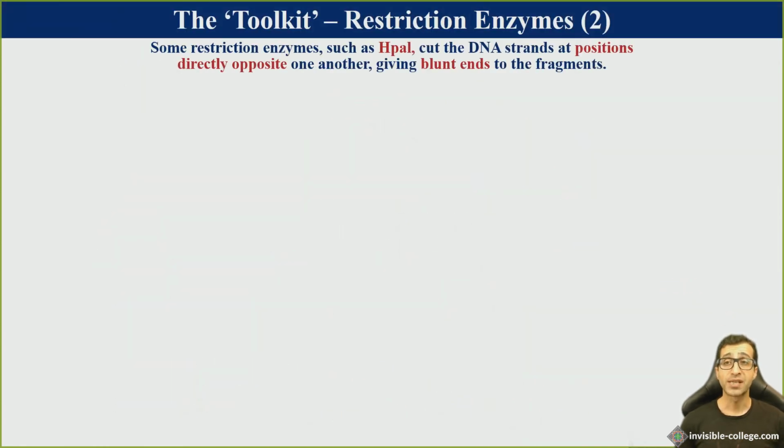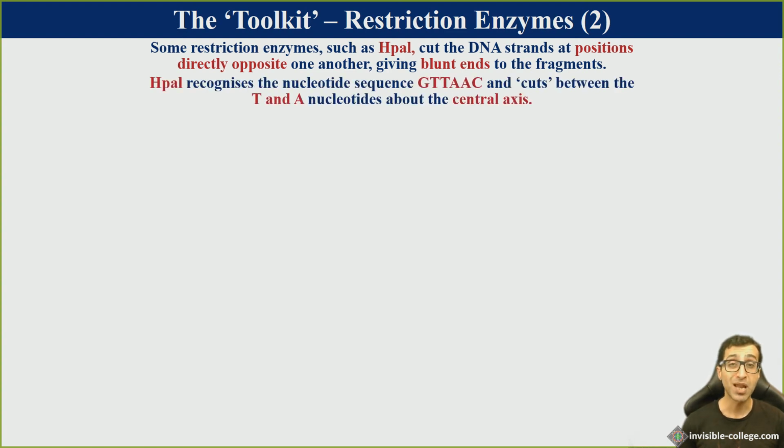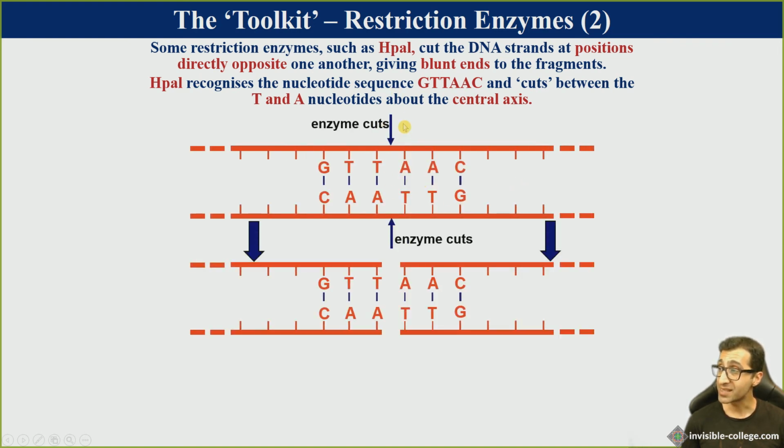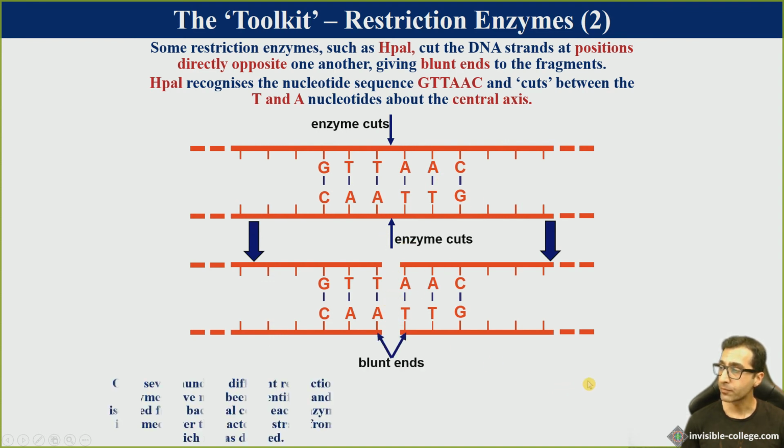Now, some restriction enzymes, such as HpaI, cut the DNA strands at positions directly opposite to one another, and these, in contrast to sticky ends, will give so-called blunt ends. So HpaI recognizes the nucleotide sequence GTT-AAC, and it cuts between the T and the A nucleotides, again around the central axis, but in this case it produces what we call blunt ends.